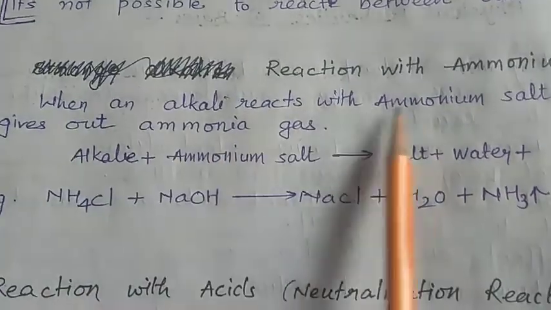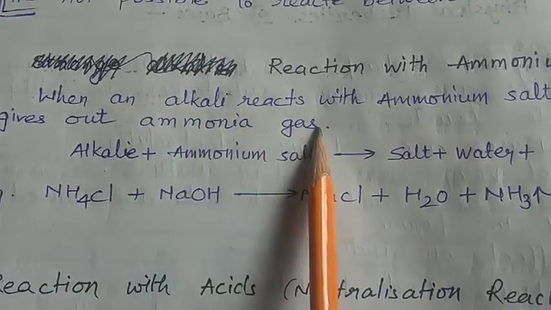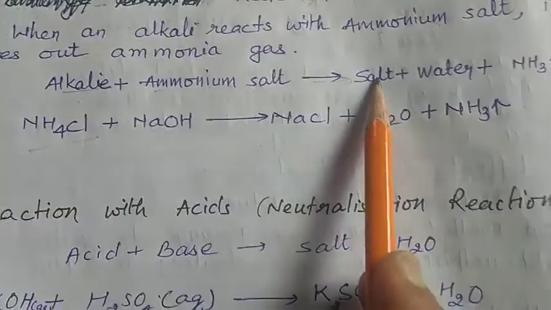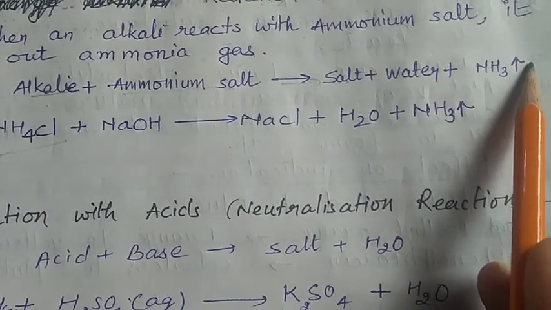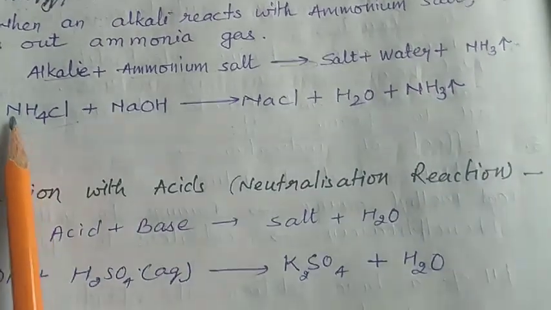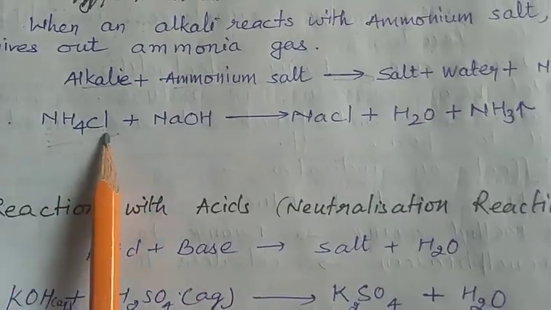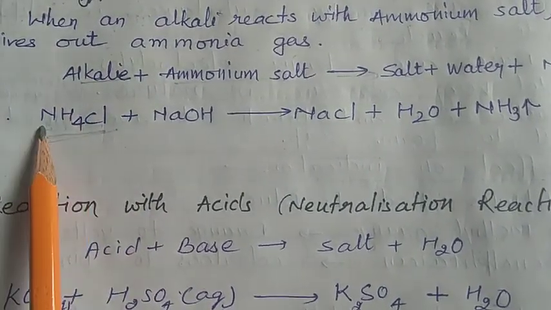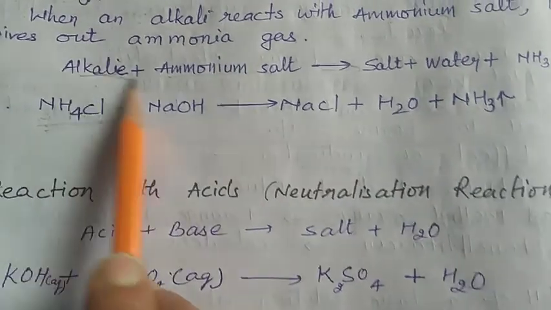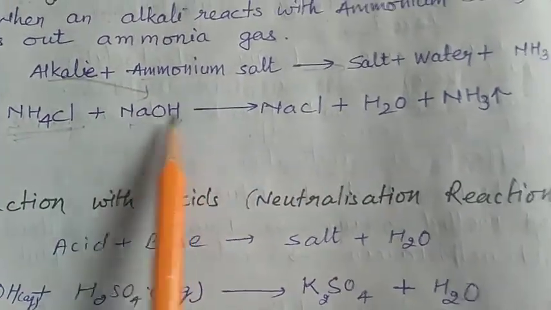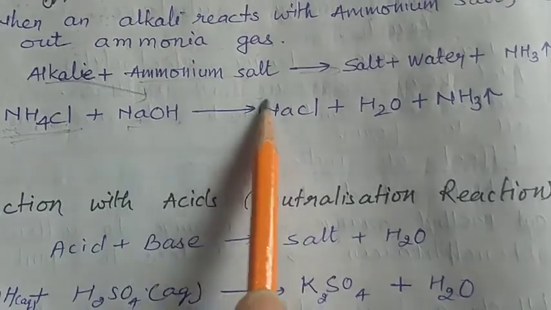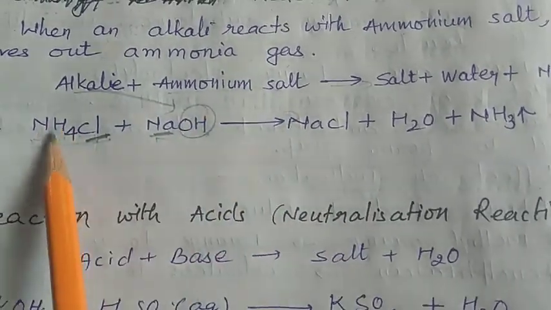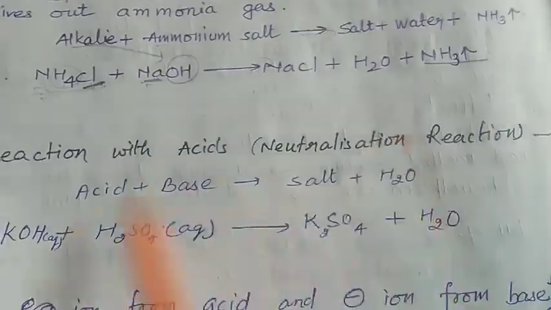When alkali reacts with ammonium salt, it gives out ammonia gas. Simple. Alkali plus ammonium salt will give you salt plus water plus ammonia gas. Here you can see that NH4Cl, we took an ammonium salt. Alkali we take as NaOH. When they both react, it will give you salt NaCl, water, and ammonia gas will be released.